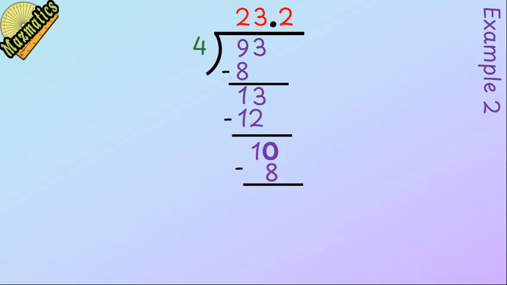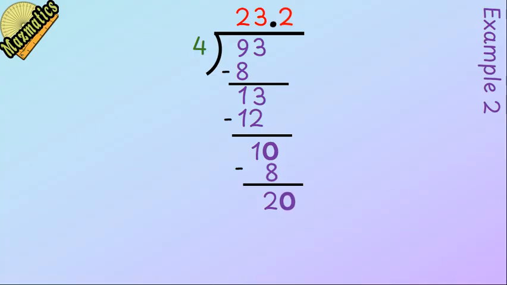Subtract 8 from 10 and you get a remainder 2. Since the remainder is not 0, our division process is not complete. Use the magic trick again. We don't need to put a decimal point in the quotient because there can be only one decimal point and we have already placed it. So we just put a 0 next to the remainder.